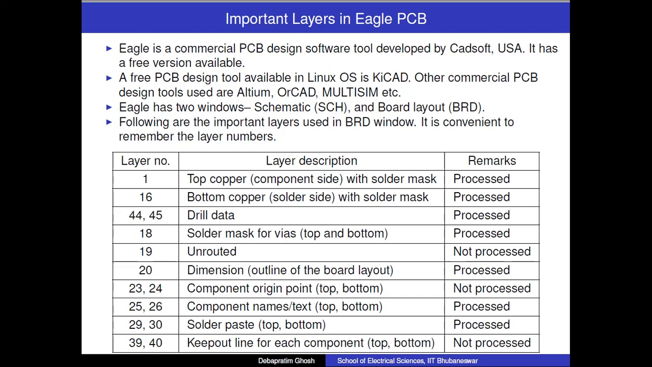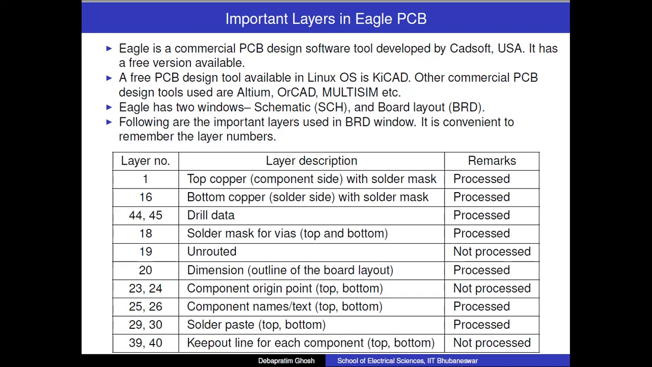So the first, layer numbers 1 and 16, are for top copper and bottom copper with the solder mask. 44 and 45 are for drilling. 18 is for the solder mask for the wires which you have to use for top and bottom. So both top and bottom, that solder mask has to be there, where the finishing is done through the alloy. So these 4 layers are processed and are used by the PCB manufacturer.